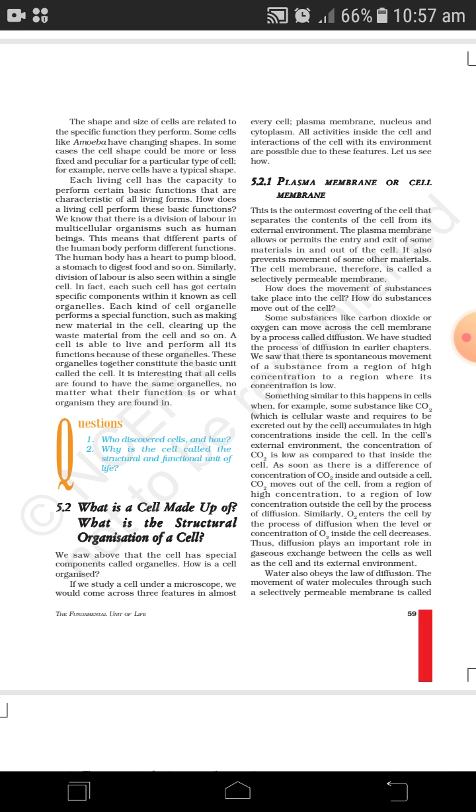Similarly, the division of labor is also there in the cell. Certain specific components within it are known as cell organelles. Each kind of cell organelle performs a specific function such as making new material in the cell, clearing up the waste material from the cell and so on. A cell is able to live and perform all its functions because of these organelles. These organelles together constitute the basic unit called the cell. It is interesting that all cells are found to have the same organelles no matter what their function is or what organism they are found in.